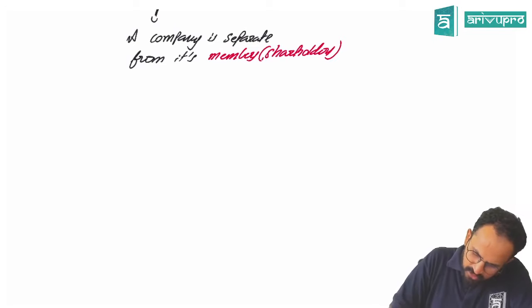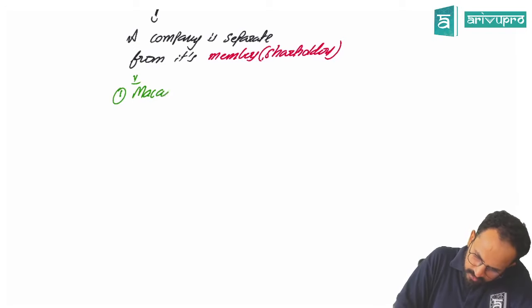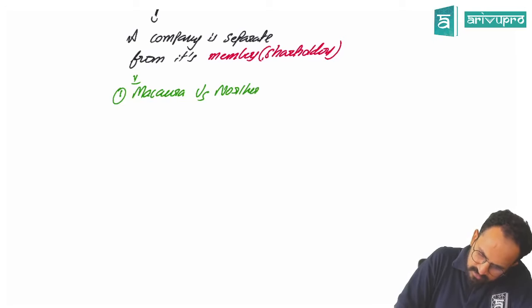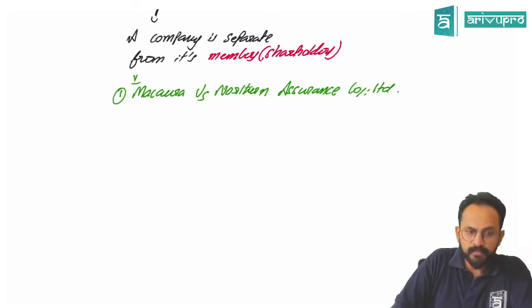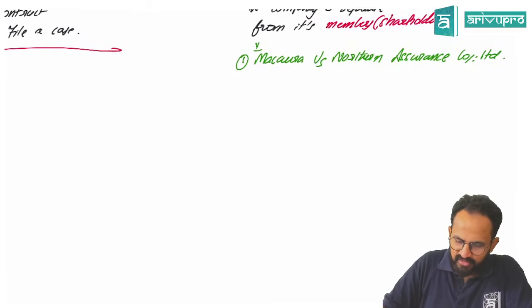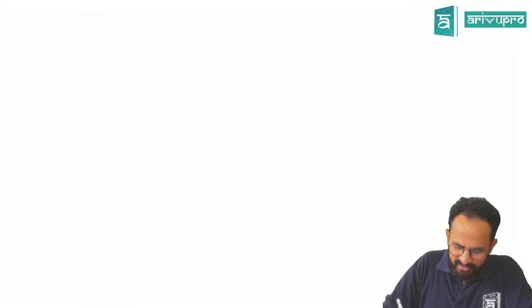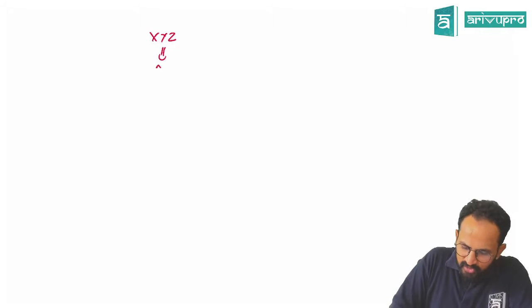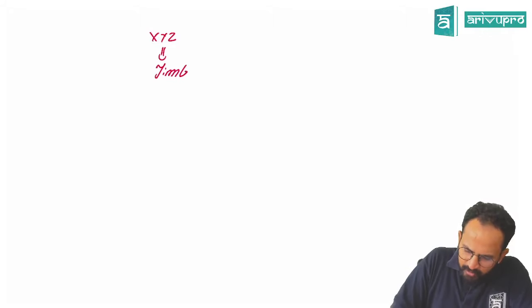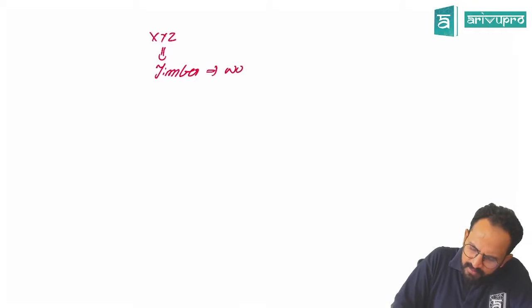Okay, I'll give. The first case law here is Macaura versus Northern Assurance Company. People, listen carefully to what happened in this case. Very interesting case. There was a company, XYZ. This company was into dealing with timber. What do you mean by timber? Timber is basically wood, people. So the business of the company was to deal in timber.